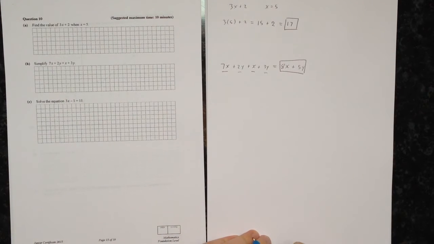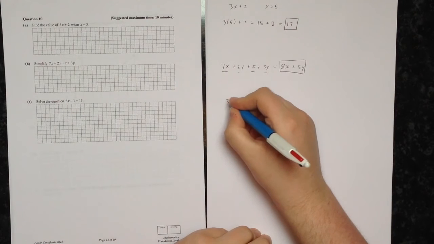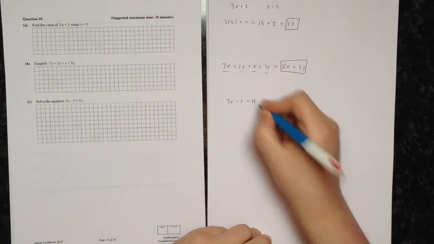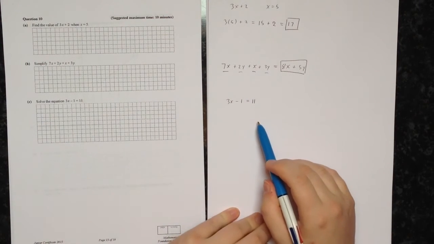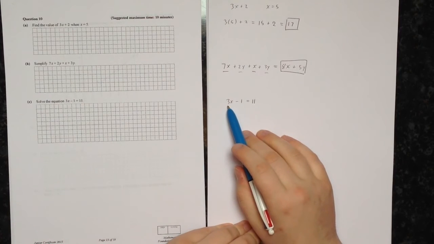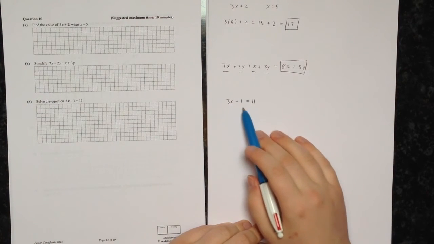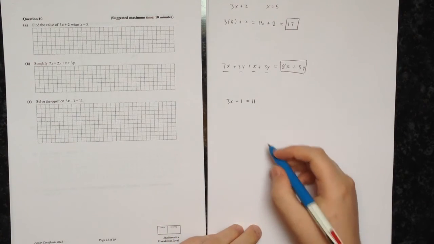Now part C. Solve the equation 3x minus 1 equals 11. Now whenever we're solving an equation, there's one rule, and that is whatever we do on one side of the equals, we do on the other side of the equals. So the first thing we want to do is get x on its own, so we want to get rid of this minus 1. So to do that, we're going to add 1 to both sides of the equation.